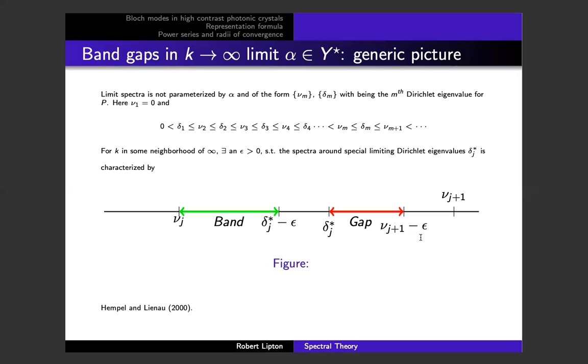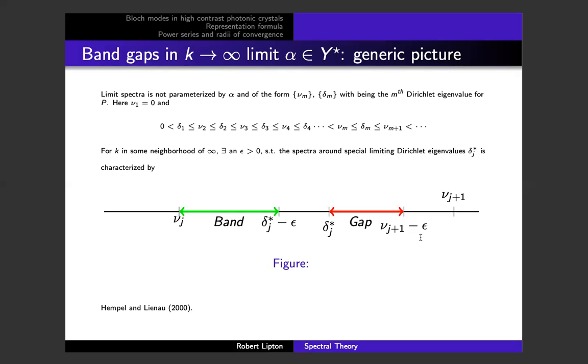And here's the generic picture of the limit. What happens when k equals infinity, and what happens as k is near infinity? I'm going to give you the generic picture of what happens when k is infinity, and then I'm going to back away and say, let's just take k to be in a neighborhood of infinity, and see what is going on. The generic picture is the following. The limit spectrum, when you take k to infinity, is no longer parameterized by alpha, and instead is characterized by the Dirichlet eigenvalues of P. That's it. So that's very nice.